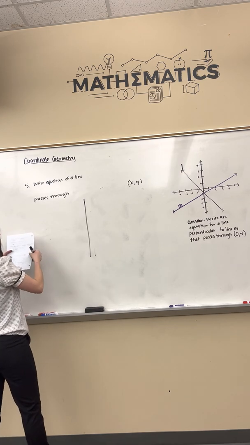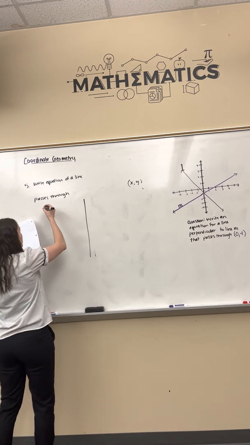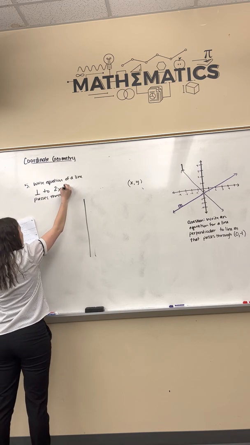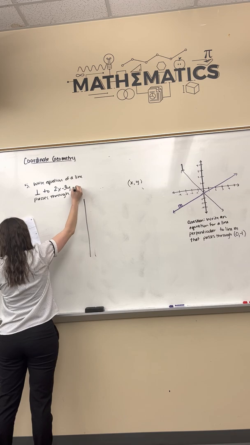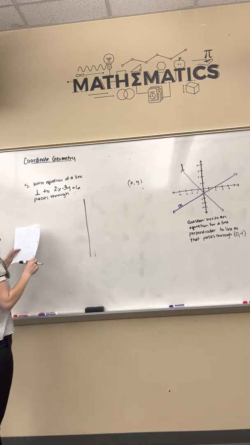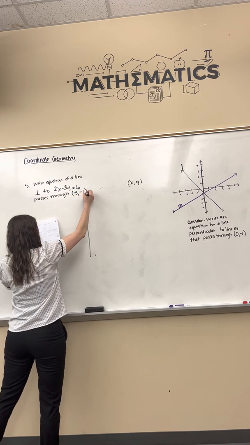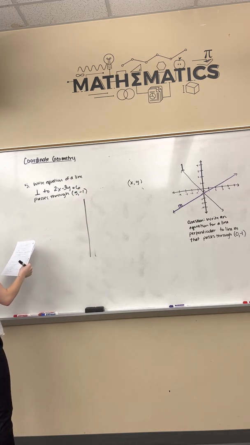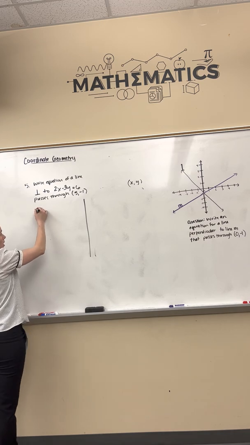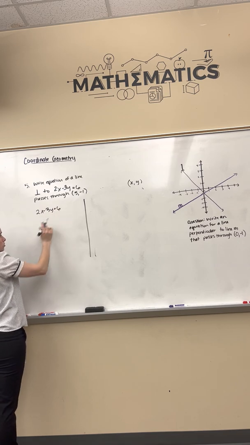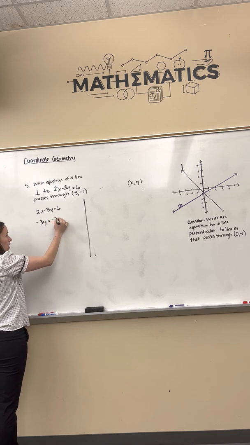Okay, so this time we're writing a line that's perpendicular to 2x minus 3y equals 6, and passes through the point (5, -1). All right, so the first thing we're gonna do again is solve for y. So we have 2x minus 3y equals 6. We already know to subtract that 2x to the other side, so we have -3y equals -2x plus 6.